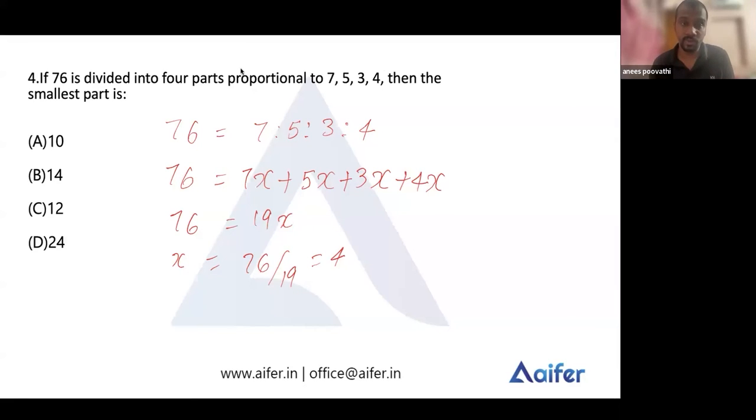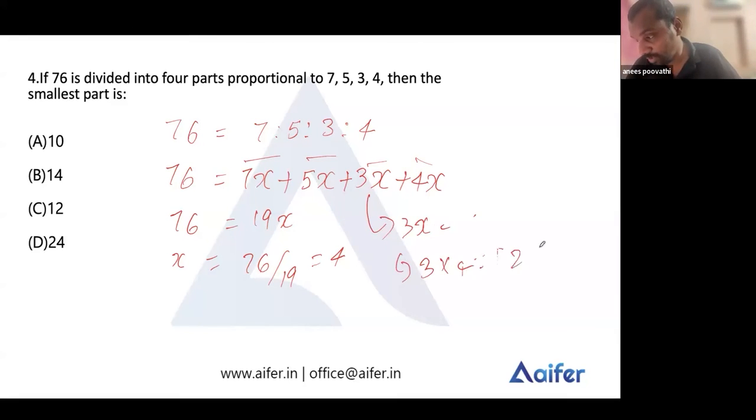Once we find the value of x, it's easy to find the value of whether it's the smallest part or biggest part, because we have the numbers 7x, 5x, 3x, and 4x. Since the question is regarding the smallest part, out of these we have 3x as the smallest part. So we'll have 3 into 4, that is equal to 12, as the correct answer for this particular question.